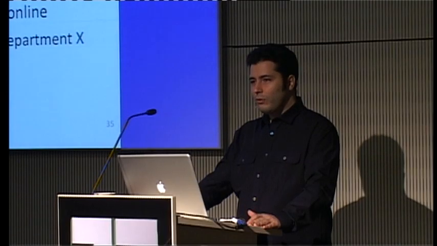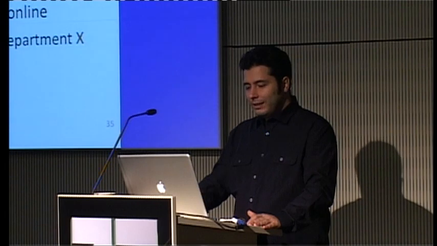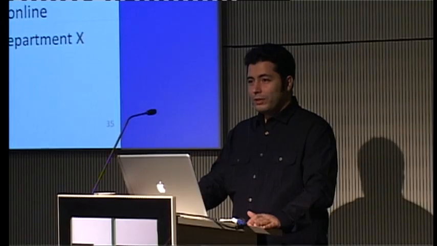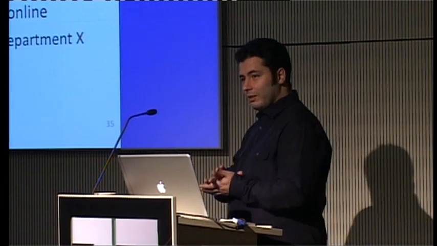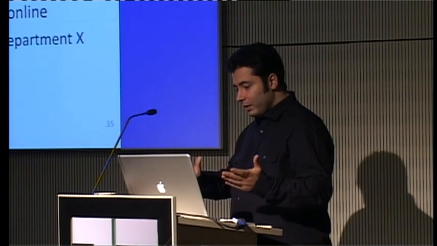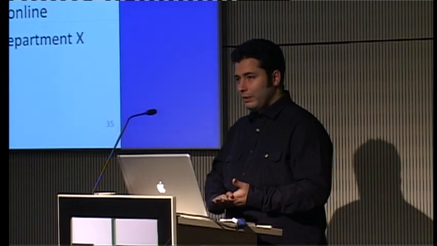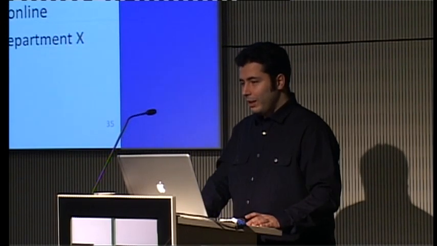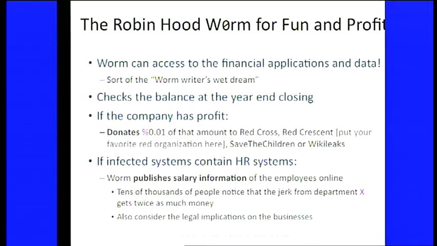So this worm donates like 0.1% of the profit of this company to Red Cross, Red Crescent, I don't know, Save the Children, or Julian and WikiLeaks, so that WikiLeaks doesn't have any financial problems anymore. This is possible. This is difficult but possible. I mean, I wouldn't call it very difficult.